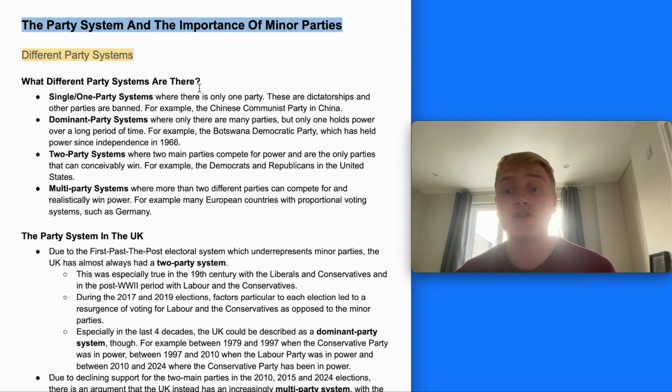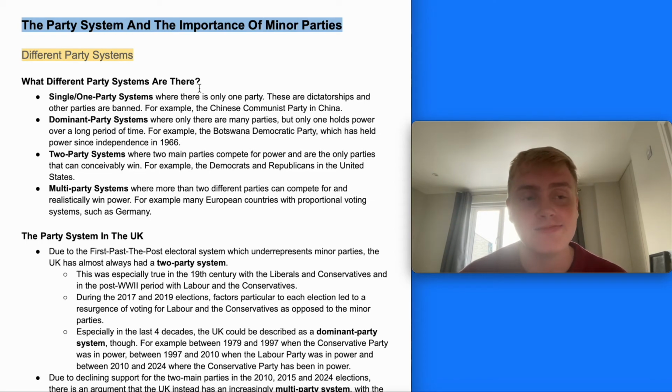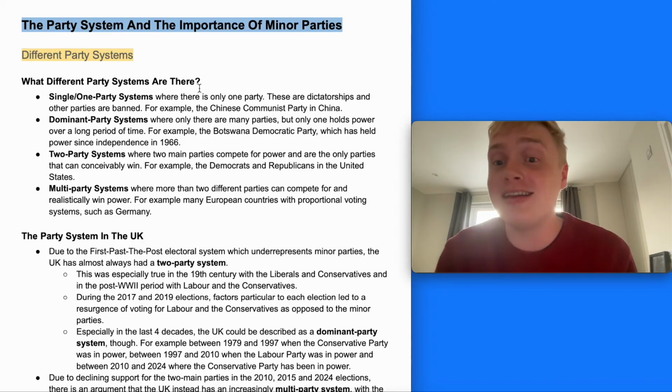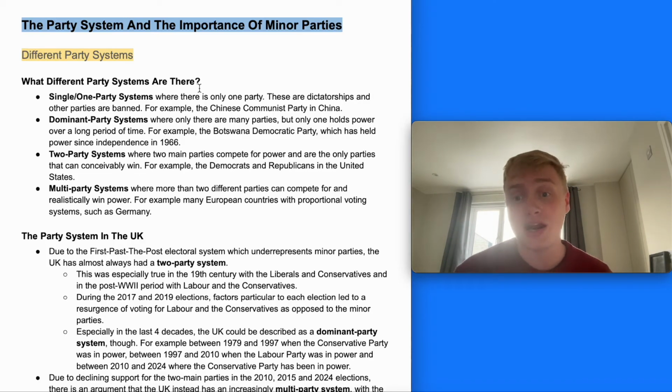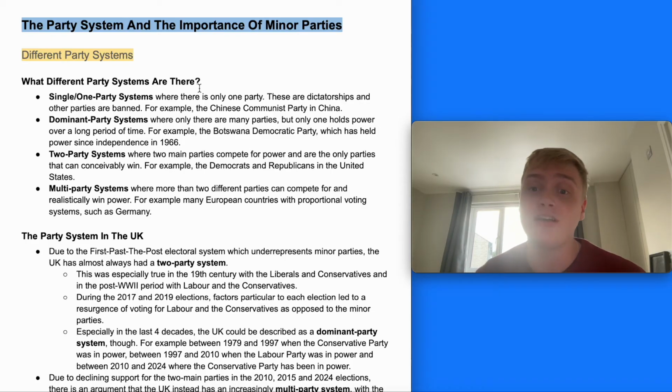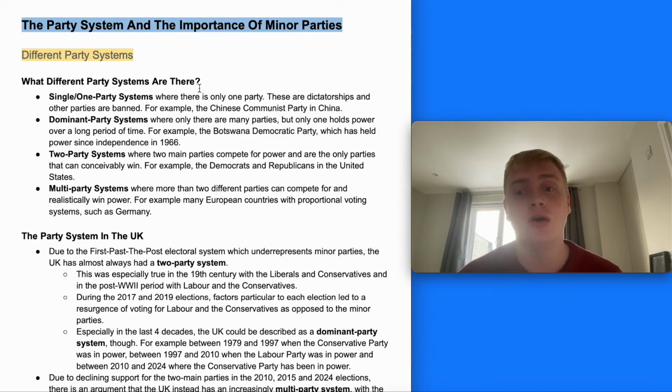Okay, the final part of UK politics we're going to have a look at before we look at a few UK government updates is the party system and the importance of minor parties. This is something that I think has changed significantly after this election, so it's something you really need to look back on compared to what you learned in year 12, especially if you're in year 13.